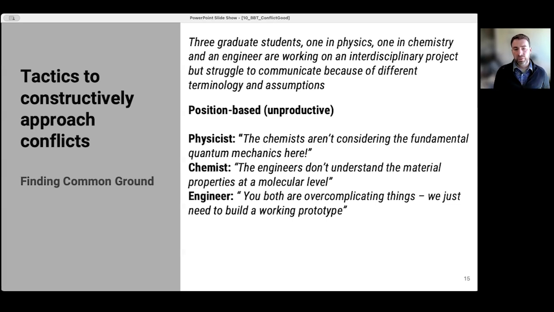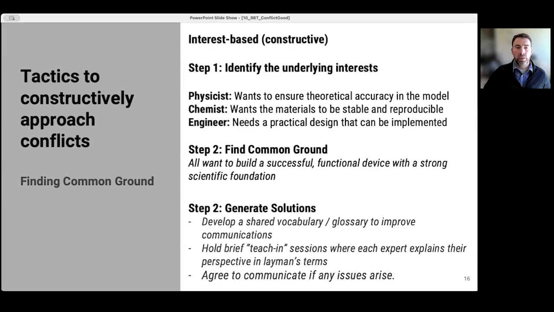These are their positions. This is where they're standing. This is what they're saying. The needs are different. What are their interests? The physicist wants to make sure the model is correct. The chemist wants the materials to be stable, reproducible, and synthesizable. The engineer needs a practical design that can be built.